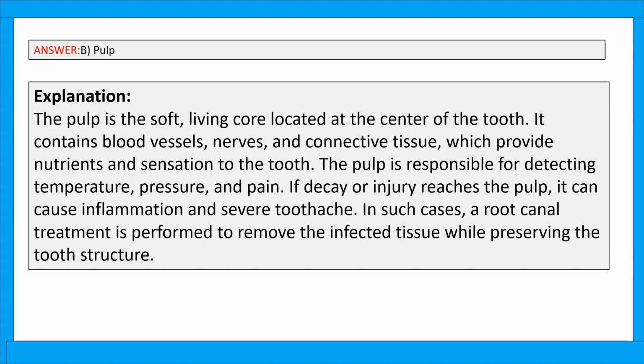living core located at the center of the tooth. It contains blood vessels, nerves, and connective tissues, which provide nutrition and sensation to the teeth. The bulb is responsible for detecting temperature, pressure, and pain. If decay or injury reaches the bulb, it can cause inflammation and severe toothache. In such cases, a root canal treatment is performed to remove the infected tissue while preserving the tooth structure.